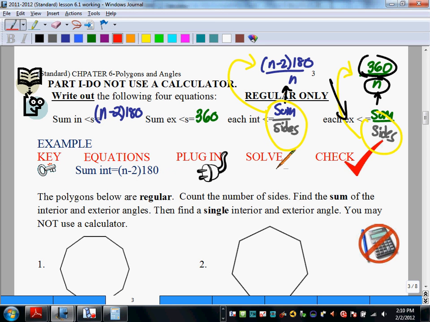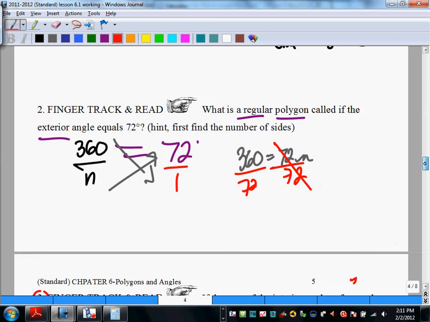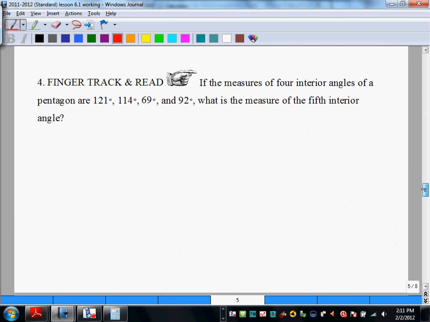Guys, start working on the next one. Then each interior angle is the sum over the number of sides, so it's n minus 2 times 180 over n. And the last one is going to be the sum over sides again, but now it's 360 over n. Are you cool with that? Yes. Okay. Now we're going to go to the bottom of page 5, and I'm going to do one problem with you guys.